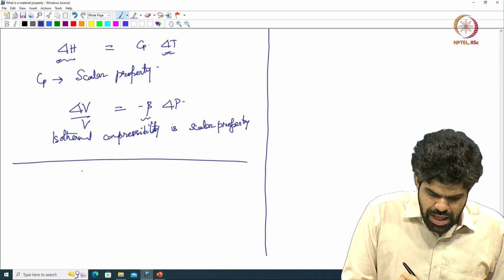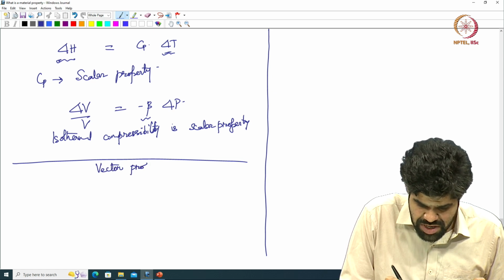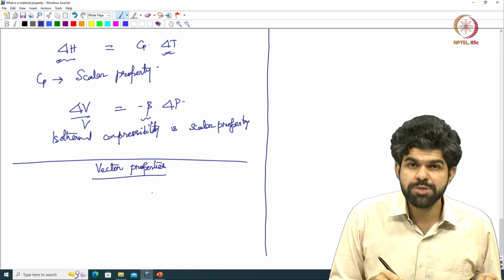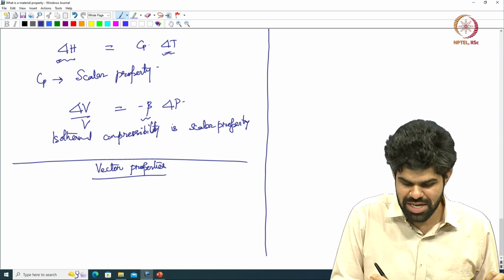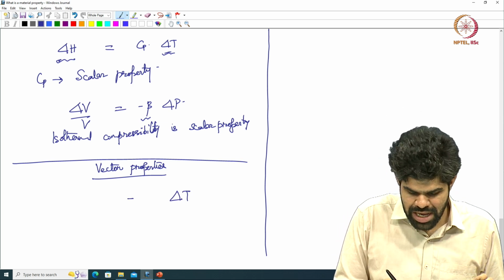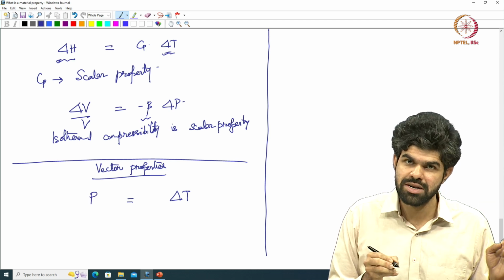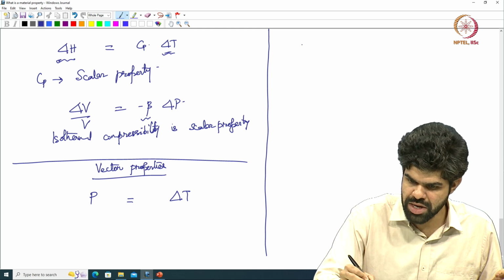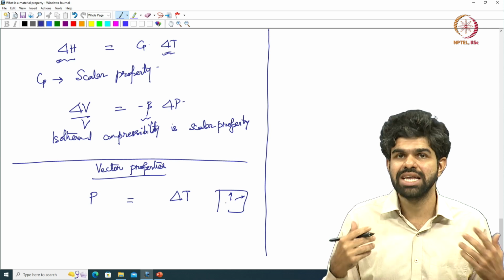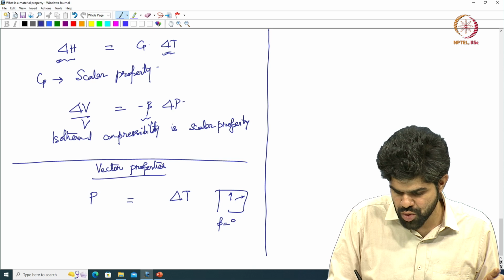Then what about vector properties? Properties can also be vectors. Which properties are vectors? That is an interesting question. If I change the temperature of the material and I induce some polarization, which by the way is a vector, I can polarize the material in this direction or this direction or this direction. So it has a directionality; it is a dipole moment. Dipole moment itself is a vector.